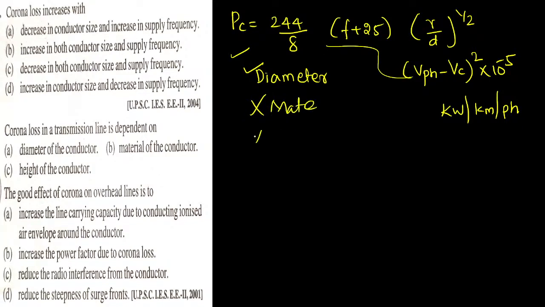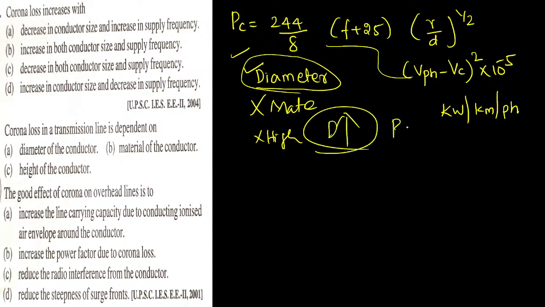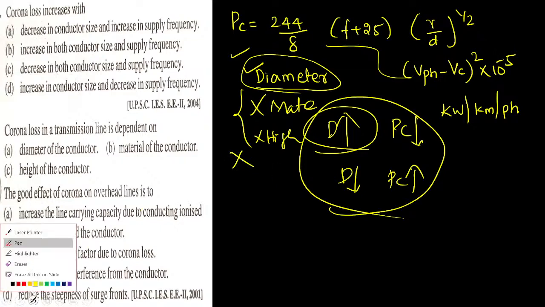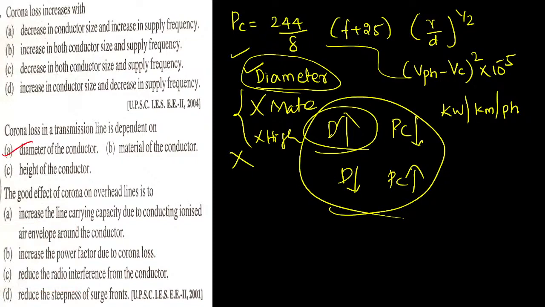Next, height of the conductor. Have we talked about height anywhere in corona loss? It is not in this equation, so that is also wrong. Okay, so among these three, the correct answer is the diameter. Just now we saw that when we increase the diameter of the conductor, corona loss will decrease. When I decrease the size, corona loss will increase. So it depends on the diameter, but the remaining two are wrong. So the correct answer is option A.